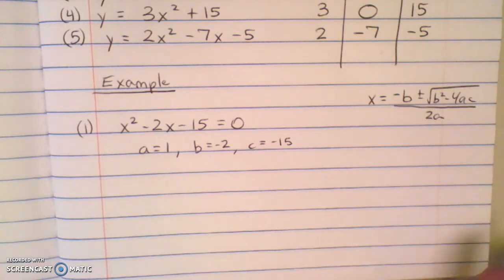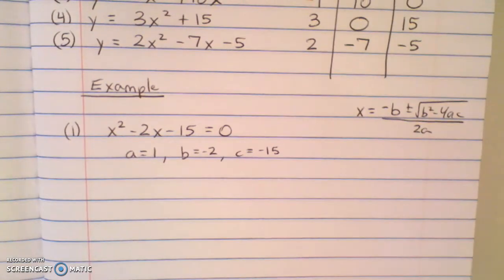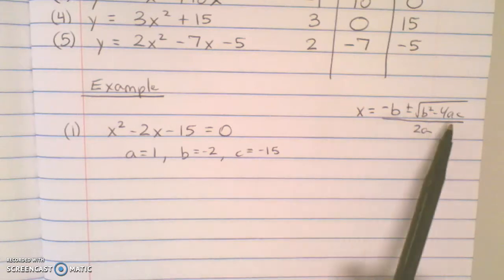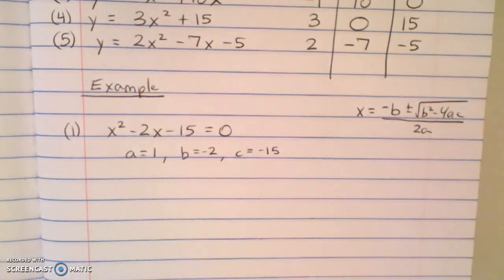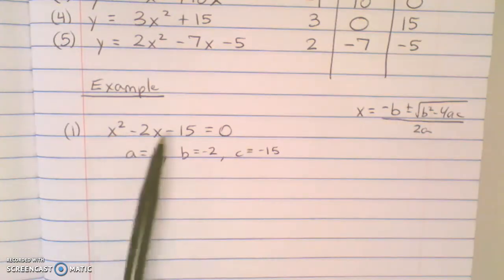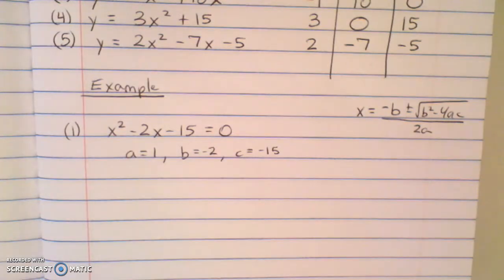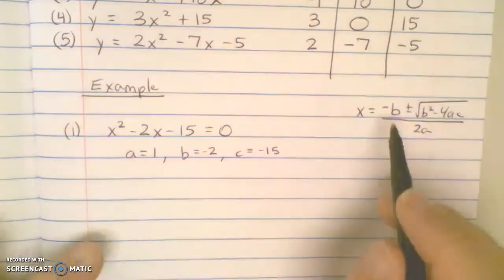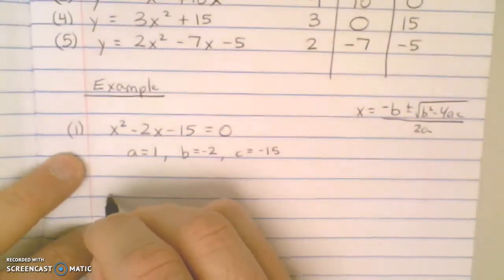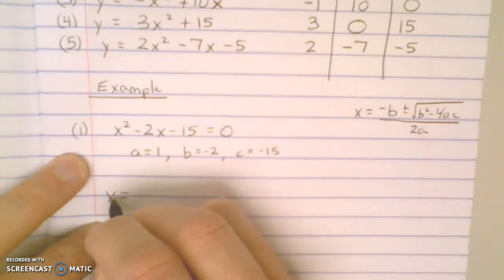So using these values, I'm going to plug in a, b, and c into this formula and tell you what the answer is. Because what we're looking for is what values of x are going to give me 0. That's the whole point of this formula. We're solving it. So I'm going to plug in these values. I don't know what x equals yet.